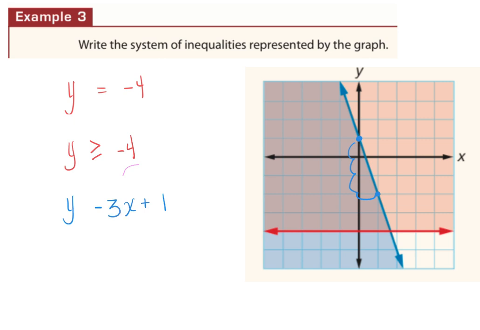Now I just need to figure out, is it above that line or below it? Well, here's my y. Did they shade amounts that were bigger than my y or smaller than my y? Smaller. So this one is going to be less than. Did it include the line? It did. I need the or equal to. So my answer here would be these two inequalities. That's what makes up my graph right there.